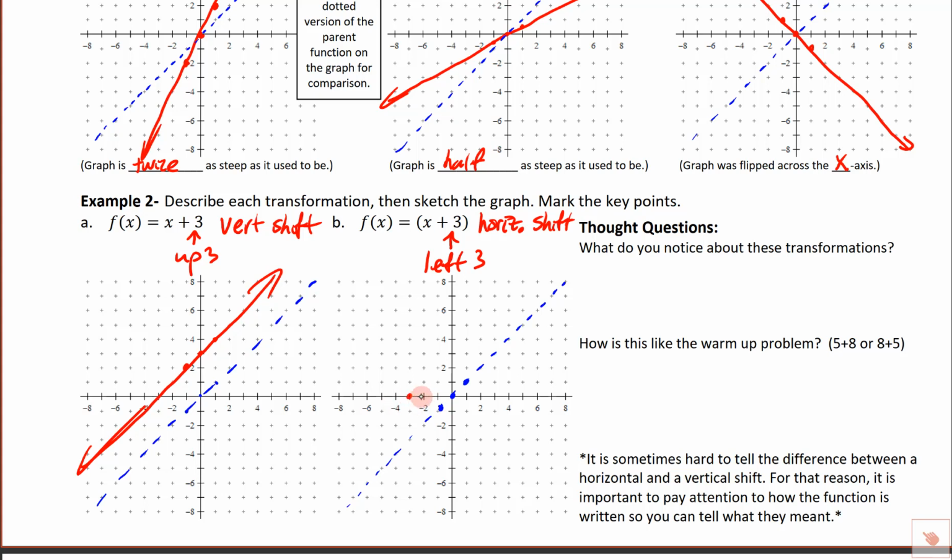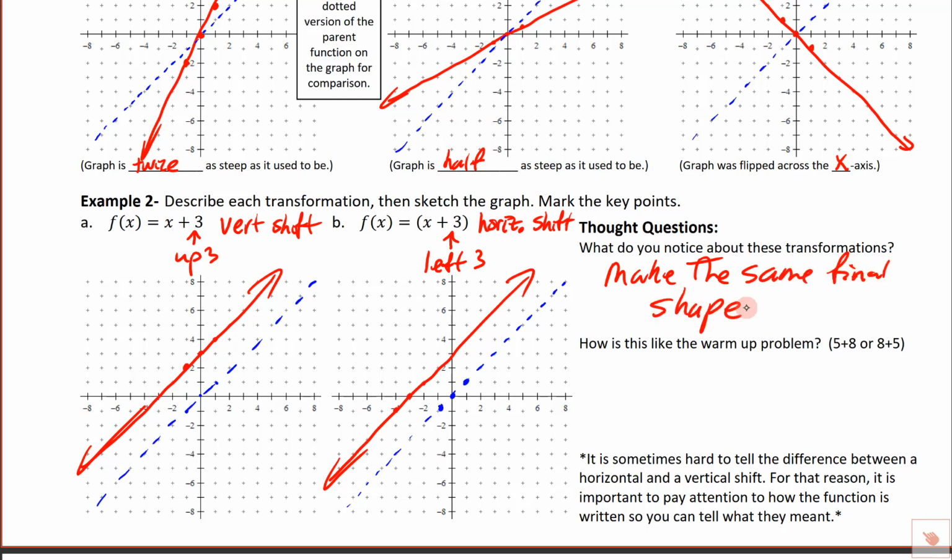And then we're going to go over 1, same shape, up 1, back 1, and down 1. So it will look like this. So I'm going to go ahead and draw that line right there. Okay? So what do you notice about these two transformations? Well, they end up being exactly the same. So they make the same final shape. They end up in the same place.